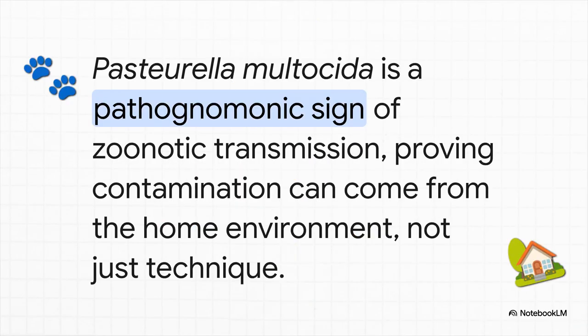This finding teaches us a critical lesson. See, Pasteurella is not a human skin bug. It's a normal resident in the mouths of cats and dogs. Finding it in a peritonitis sample is what we call pathognomonic. It's a uniquely characteristic sign that points directly to zoonotic transmission from a pet. This proves that the source of contamination isn't always a lapse in hand washing. You have to investigate the entire home environment. It totally validates the recent ISPD guideline changes that say, hey, maybe keep pets out of the room during exchanges.